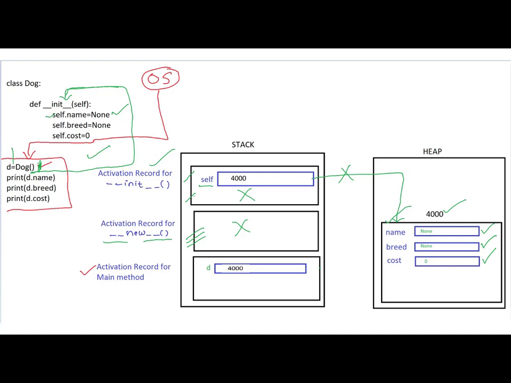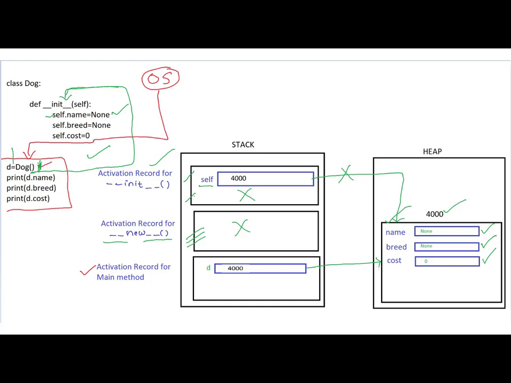Whatever the RHS side was, now this is going to be assigned to the LHS. Then D is referring to this memory block. Yeah, so now D is referring to this memory block. The next line is print D.name. So D means now it's referring to 4000.